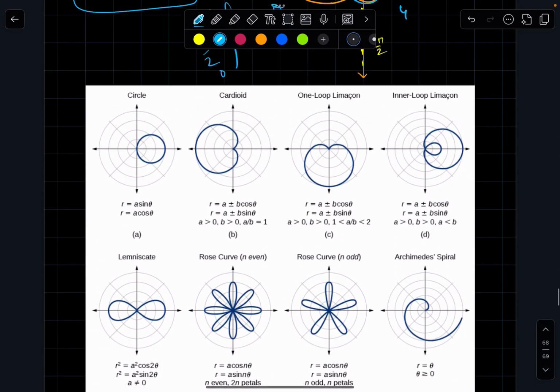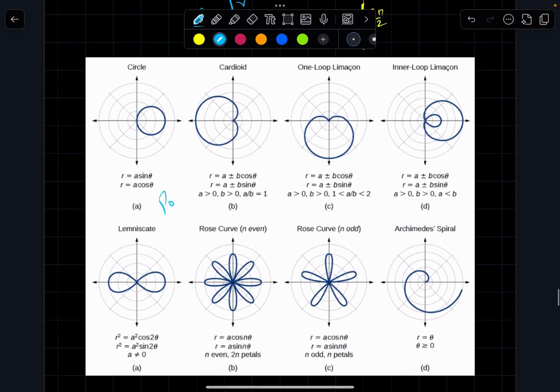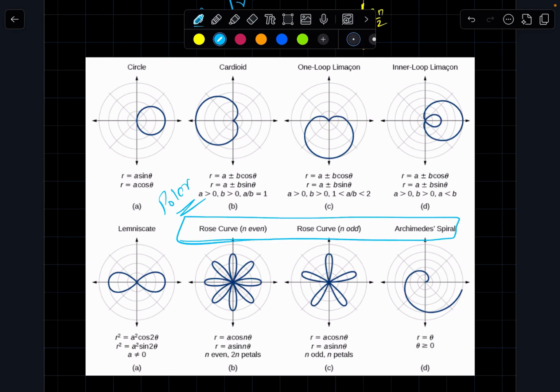So here are some types of polar curves, right? These are your polar curves, and you won't encounter these three in my opinion. I haven't seen them, but it's good to at least gain some information about them. So you have, of course, your circles, and you already know about this. You have your cardioids that we just encountered.